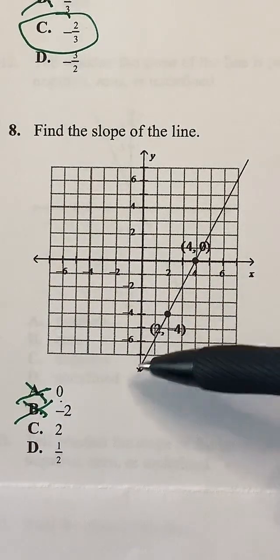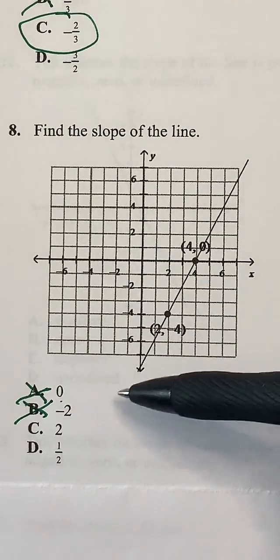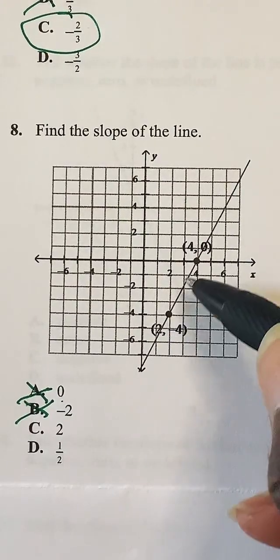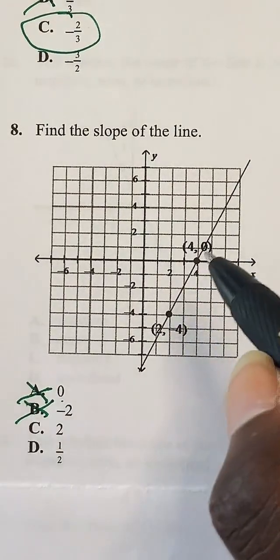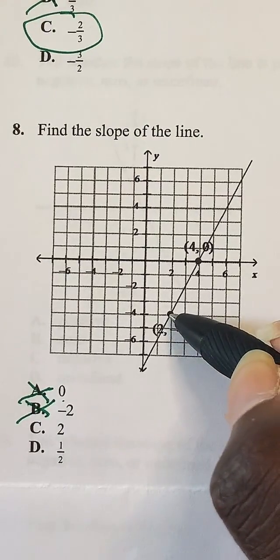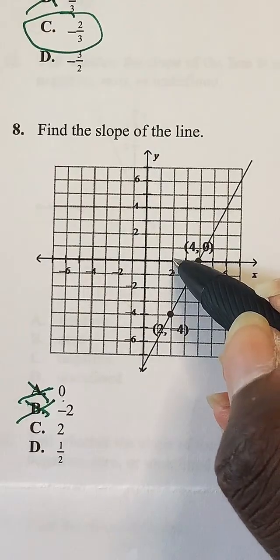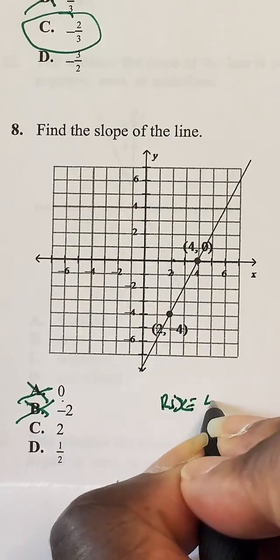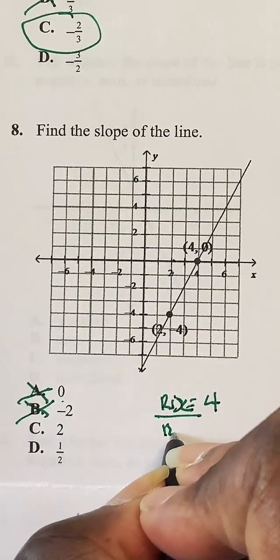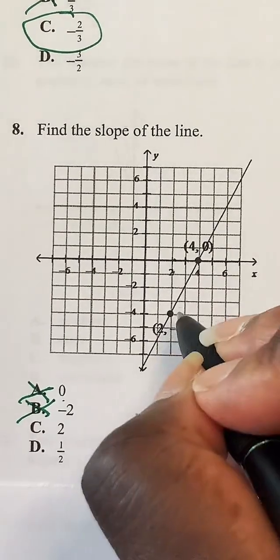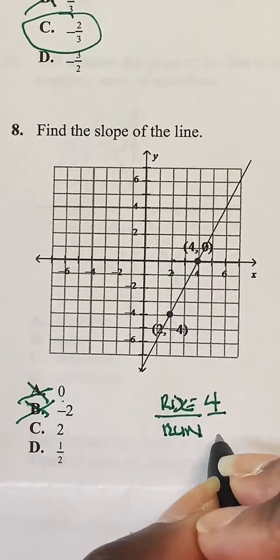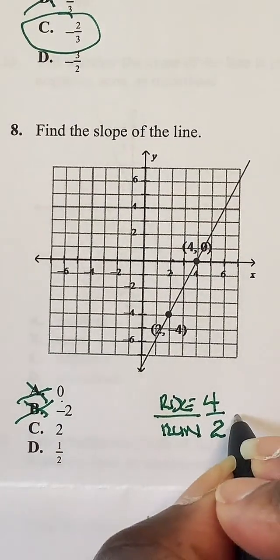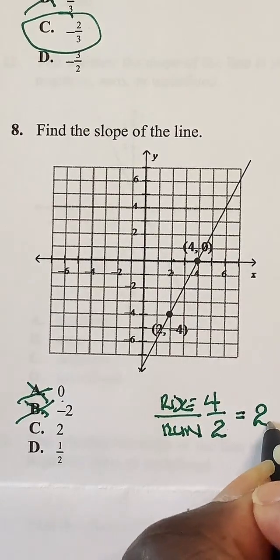Now I can kind of tell, based on the steepness, that it seems a little steeper. But if I want to go from one point to the next, sometimes you might find a point in between. So I can go up 1, 2, 3, 4. So my rise is 4, a positive 4. And then my run, 1, 2, is a positive 2. 4 over 2 can be simplified just by dividing, which gives you an answer of 2.